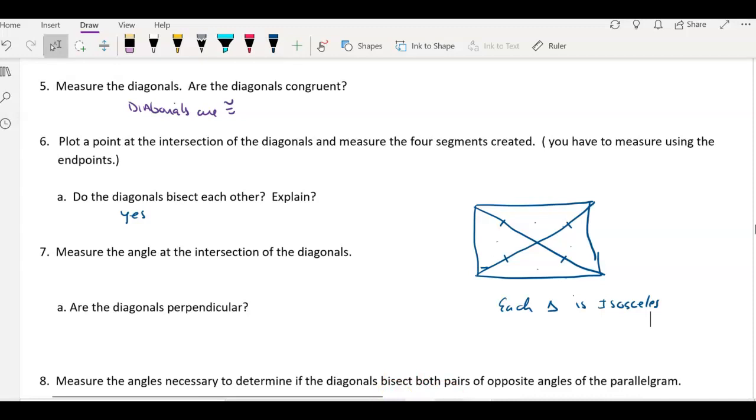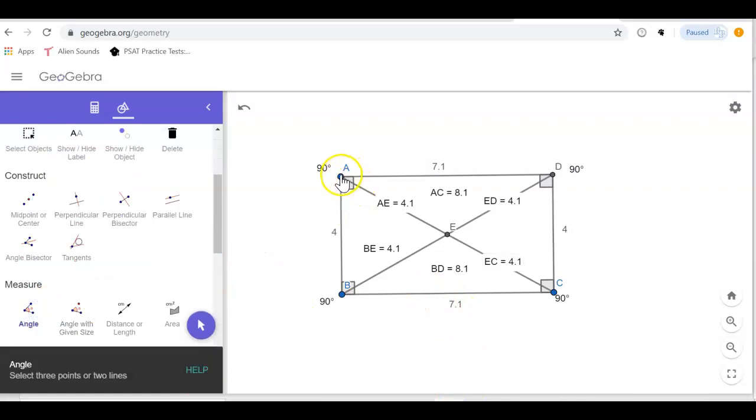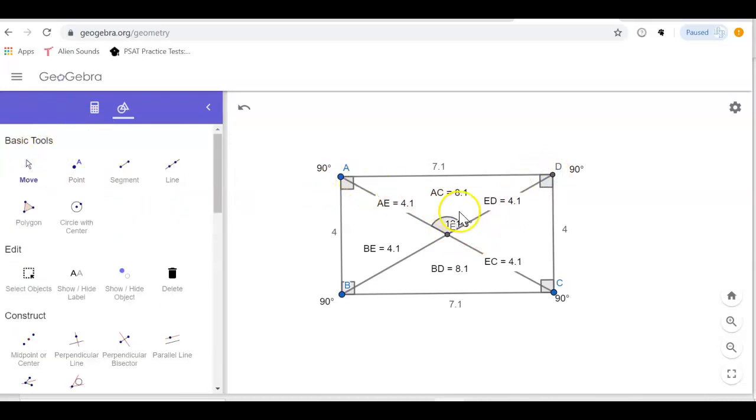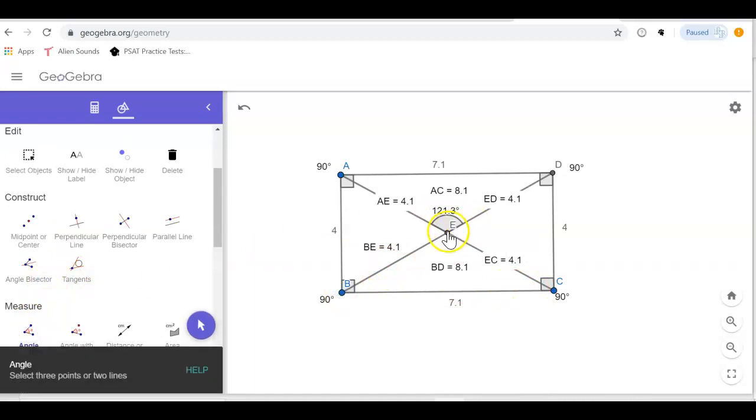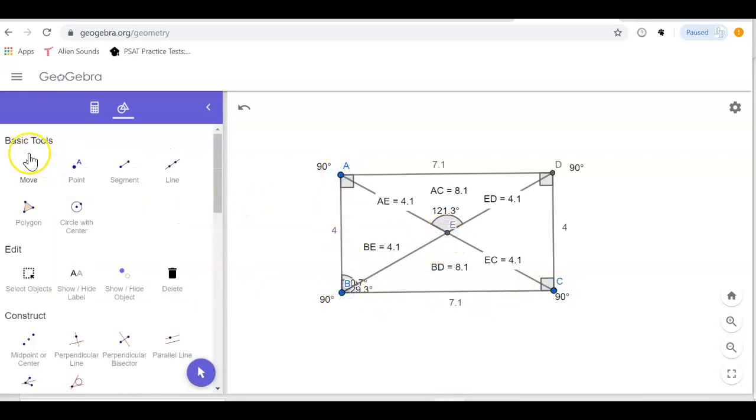Now, do the diagonals end up being perpendicular to each other? Well, all we have to do is measure one of the angles, and right away that angle ends up being obtuse. Therefore, the diagonals are not perpendicular to each other. Next, let's measure these angles here to see if the diagonals bisect opposite angles. And right away, the answer to that question is no.